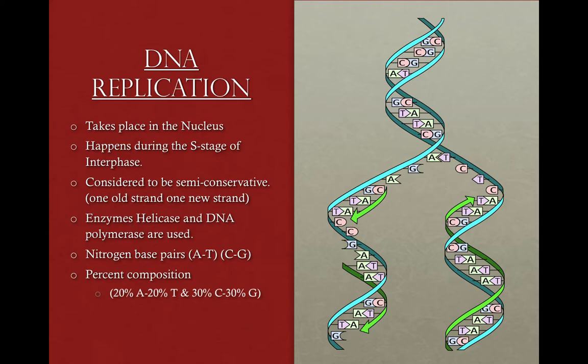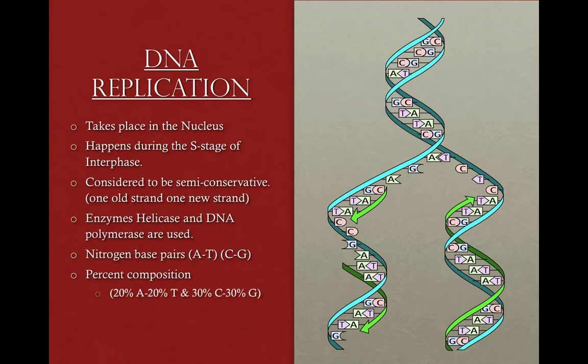A new thing that you'll see is this term that deals with percent composition. That just basically means if you had a DNA strand and if 20% of them are adenine, I might ask you what percent of them are thymine.